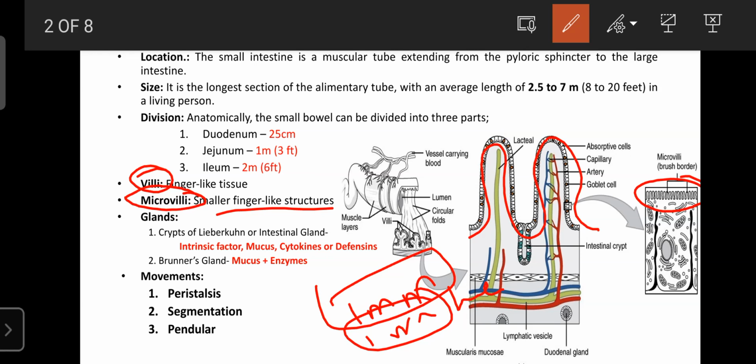So these microvilli, at certain times the villi, are known as the brush border enzymes because they secrete certain secretions or enzymes. Due to that, they are known as the brush border enzymes.